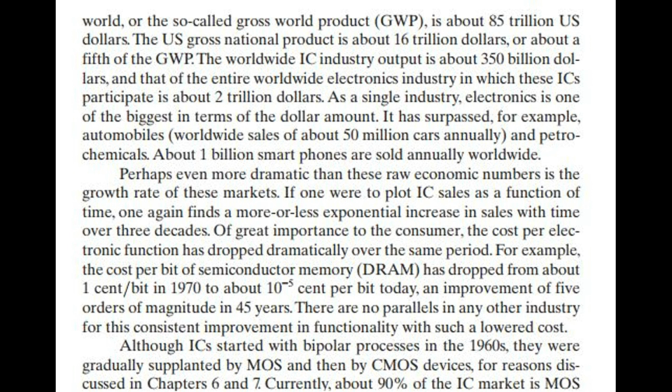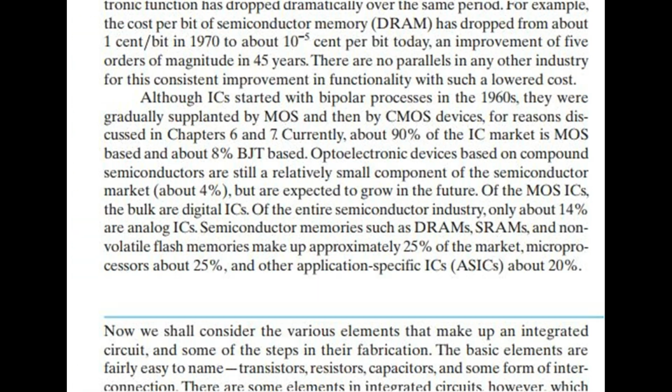Although integrated circuits started with bipolar processes in the 1960s, they were gradually supplanted by MOS and then by CMOS devices, for reasons discussed in chapters 6 and 7. Currently, about 90% of the integrated circuit market is metal oxide semiconductor based and about 8% bipolar junction transistor based. Optoelectronic devices based on compound semiconductors are still a relatively small component of the semiconductor market, about 4%, but are expected to grow in the future.